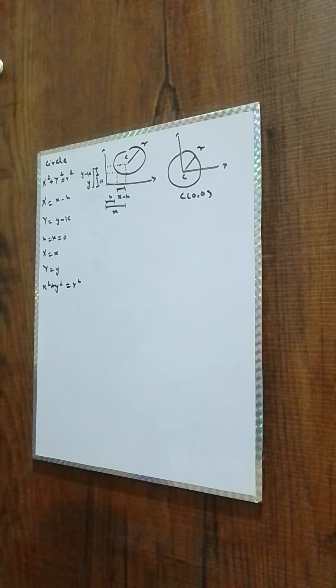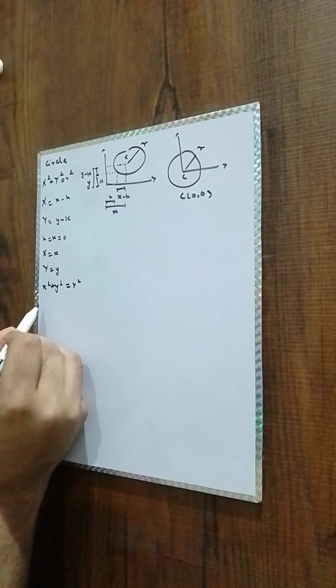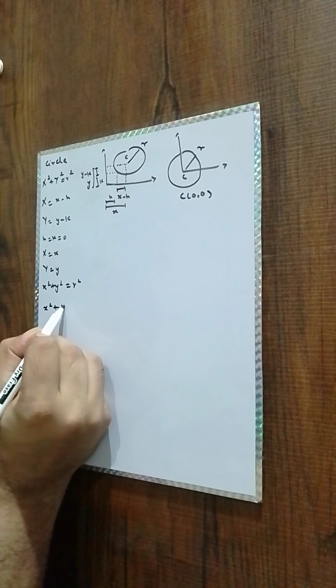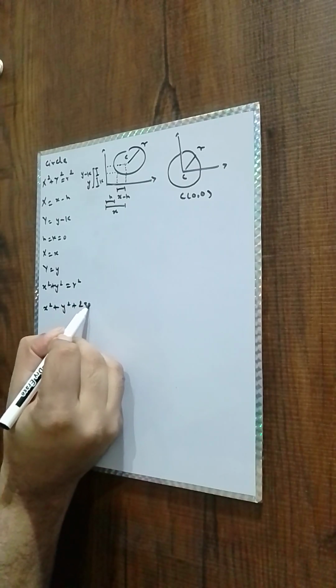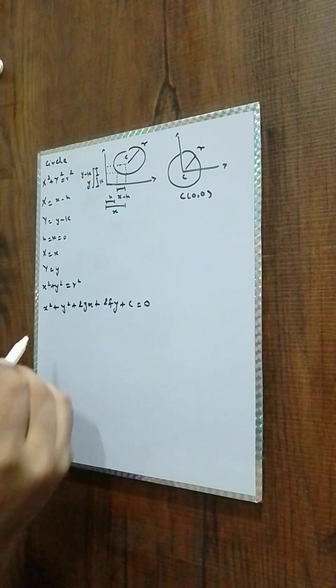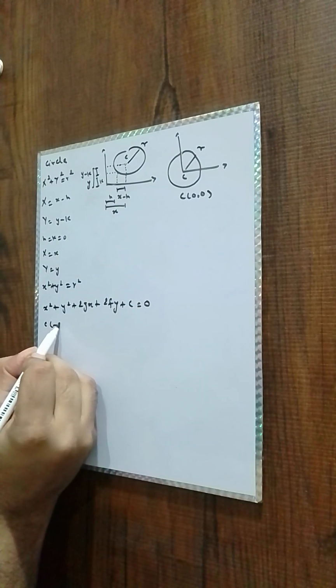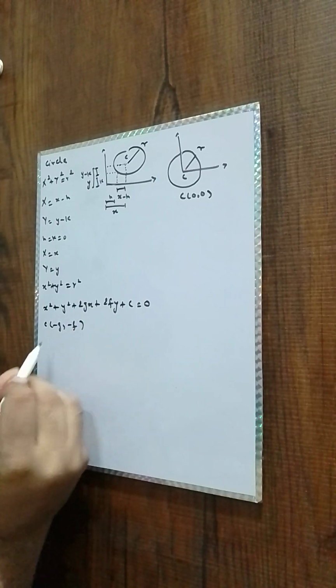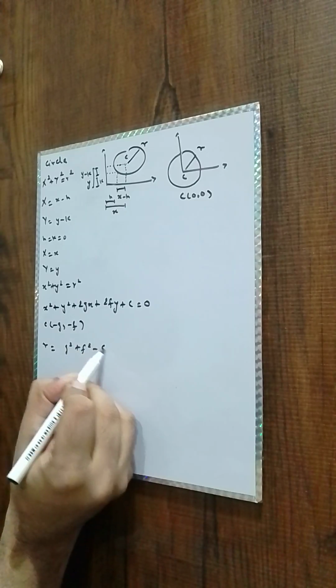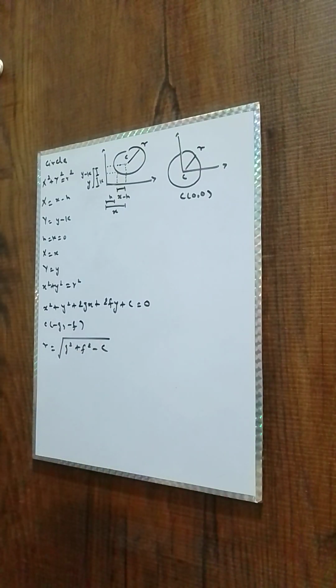Yes, and in general, the extended version of the general form of the circle is x square plus y square plus 2gx plus 2fy plus c is equal to 0, where the center has its coordinates minus g and minus f, and the radius is the square root of g square plus f square minus c. Okay, so these are the generalizations we need to know about the circle.